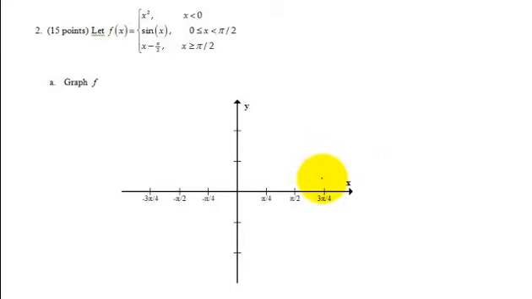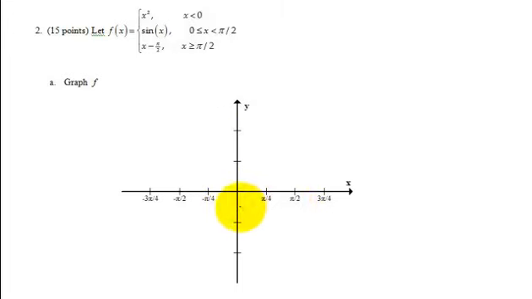Okay, let's begin. Question 2 from exam 1. Let f of x equal this piecewise function. Graph it, and then we'll figure out whether it's continuous at pi over 2. Okay, so we got x squared when x is less than 0. And I didn't put y values here just because x squared and sine x, their y values are going to be a little weird.